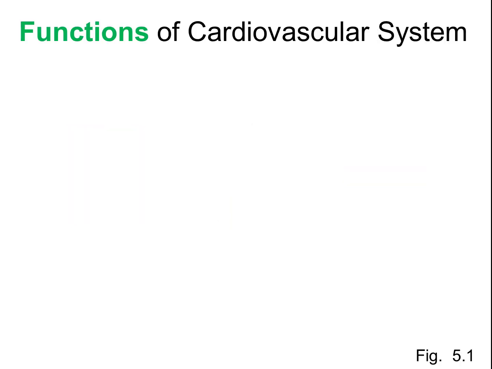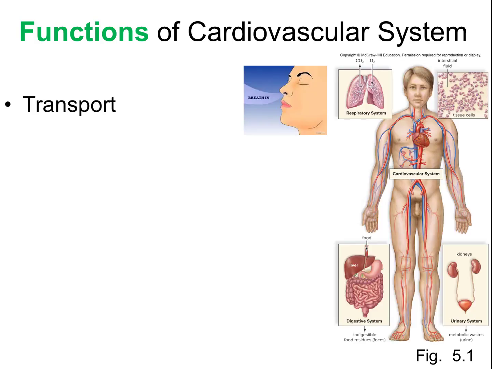So the overall functions of the cardiovascular system include transport. So imagine you're breathing in, right? You breathe in the oxygen through your nose, but eventually that oxygen needs to make it to your entire body. So the cardiovascular system with the blood is going to carry and transport that oxygen to the rest of your body. Same thing with, for instance, the digestive system. When you eat food, it's ultimately going into your digestive system, and from there, it's going to be absorbed in the blood so that nutrients can be delivered throughout your entire body.